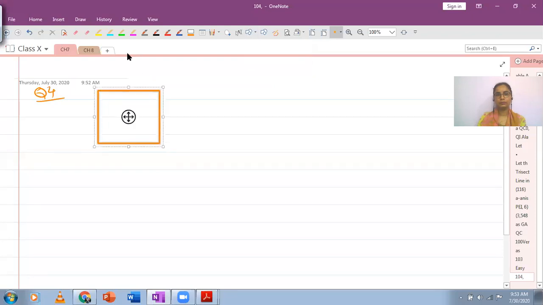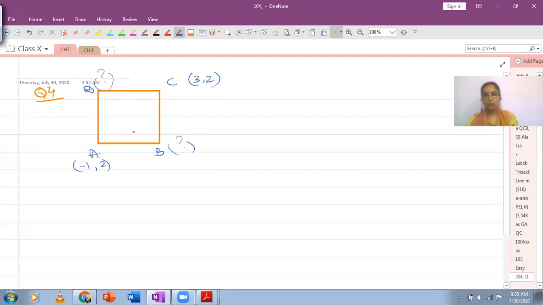So let's just take a square. We have A, B, C, D. The coordinates of A are -1, 2. The coordinates of C are 3, 2. And we have to find out the coordinates of B and D. This is what the question is. So what I'm going to do here is assume the coordinates of one of these. We will be working with one vertex at a time. Let the coordinates of B be x comma y.